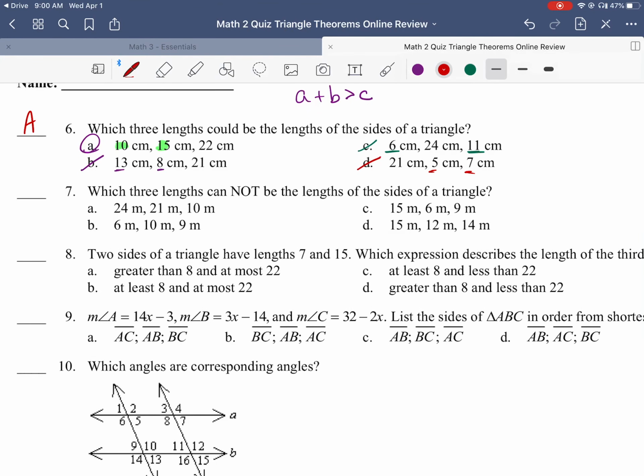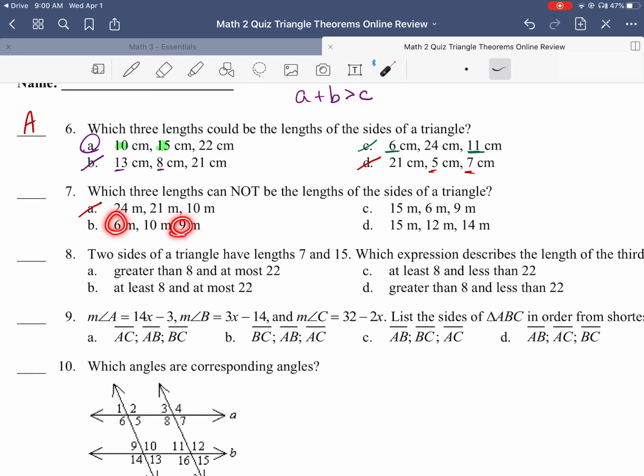Okay. Which 3 sides cannot be the lengths? All right, so we're going to do the same thing. Remember, the 2 smallest sides added up have to be bigger than the 3rd side. Okay, so 10 and 21 is 31. 31 is bigger than 24, so it works. So it's not my answer.